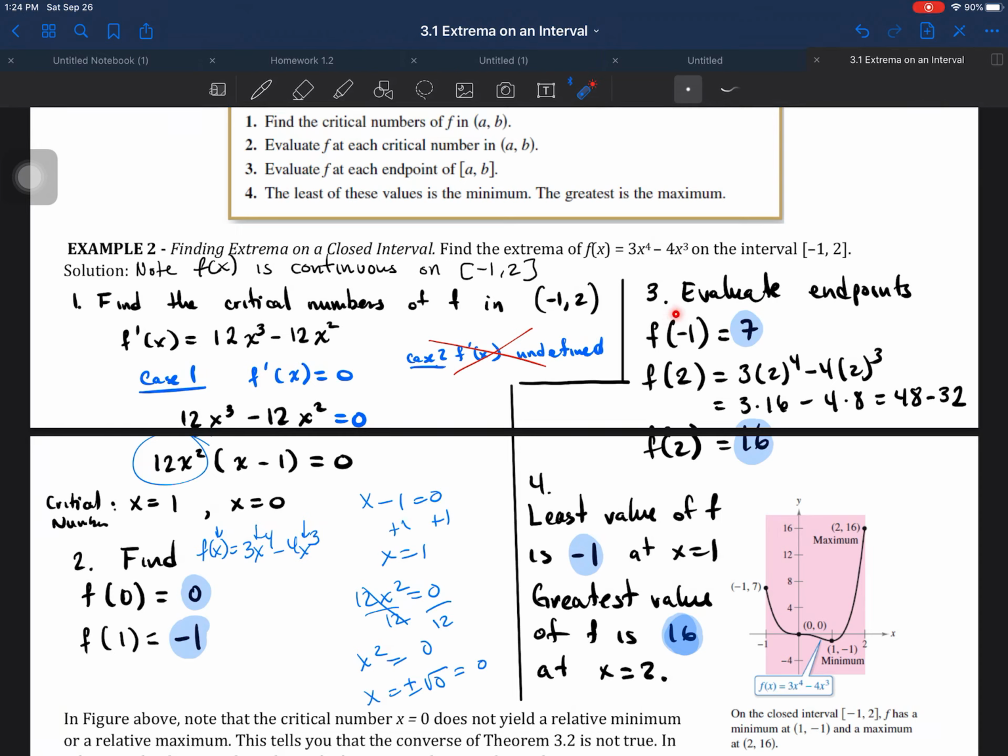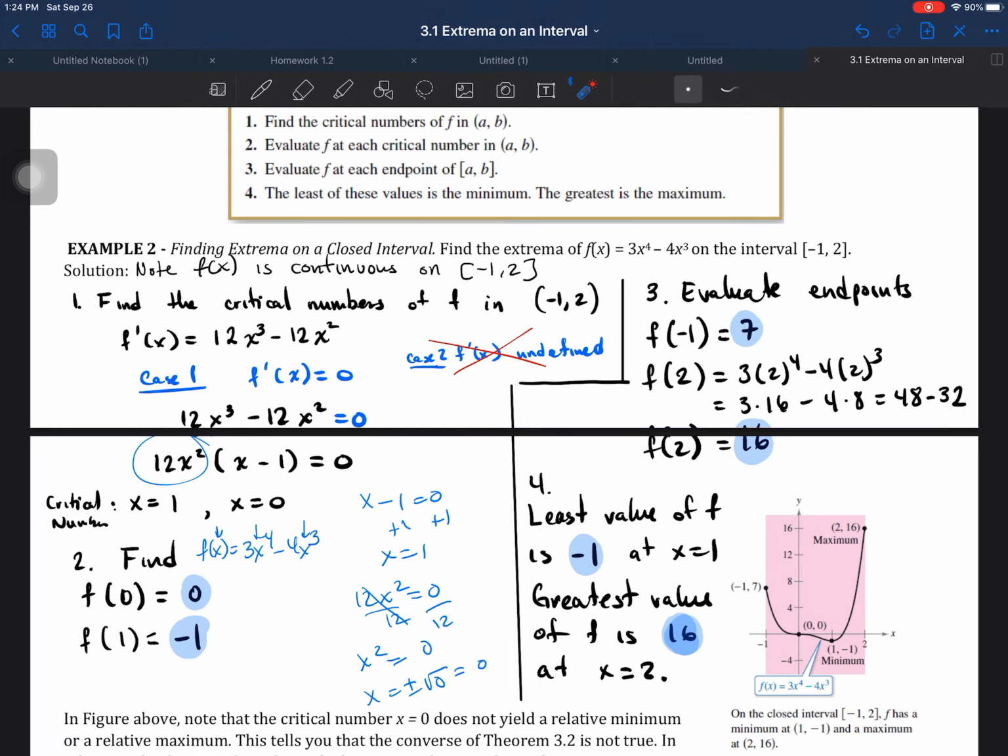Now the third part is to evaluate the function using the endpoints. So look at the endpoints of the interval, -1 and 2. Plug in -1 into the original function, and that will give us 7. Plug in 2, that will give us 16.